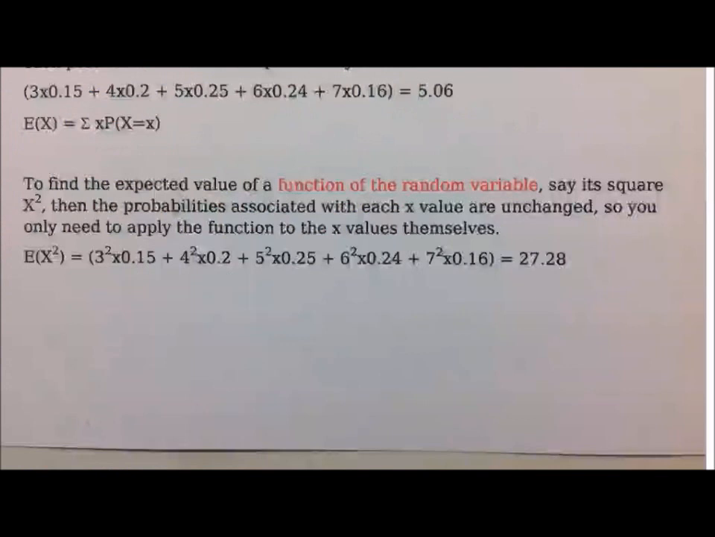Now, if you want to find the expected value of a function which has been applied to that random variable, such as x squared or 5x minus 3 or 4x, then that function has only been applied to the x values themselves. So the probabilities that are attached to the x values, such as 0.15 or 0.2, 0.25, those probabilities are unchanged. So you only need to apply the function to the x values.